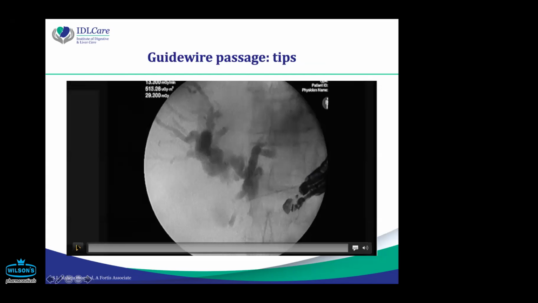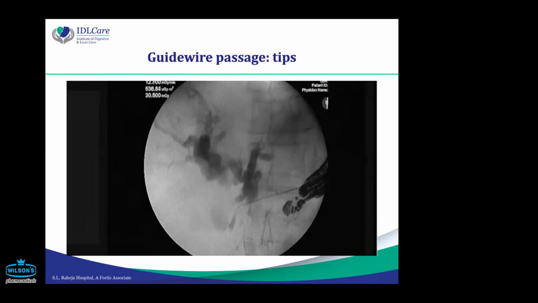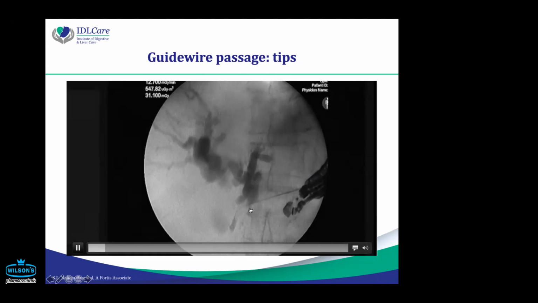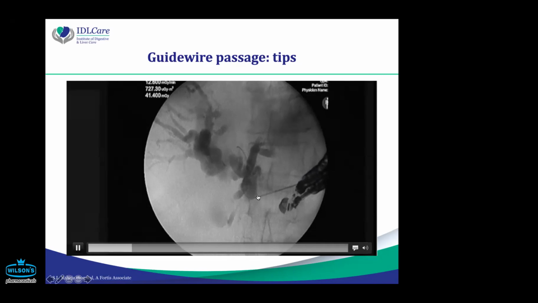Guide wire passage, we use a Terumo, a small Terumo, which is short length, but a Visiglide works equally well. See now the Terumo has gone in the opposite direction. So you have to use your thumb and index finger to rotate the wire so that it changes direction. Once it changes direction, small amounts, 1 centimeter, 2 centimeter, you progress it while rotating at the same time. That way, you will reach the stricture.